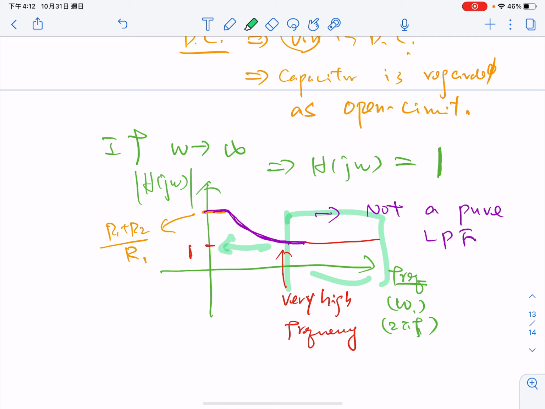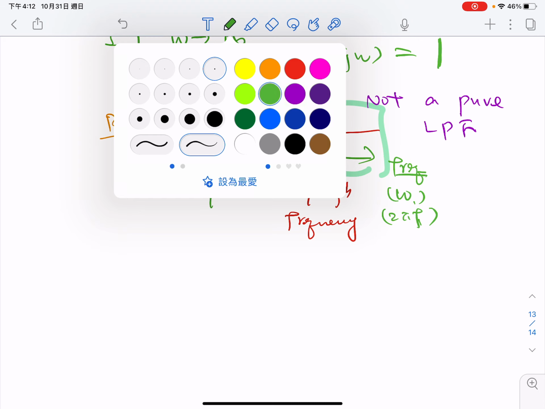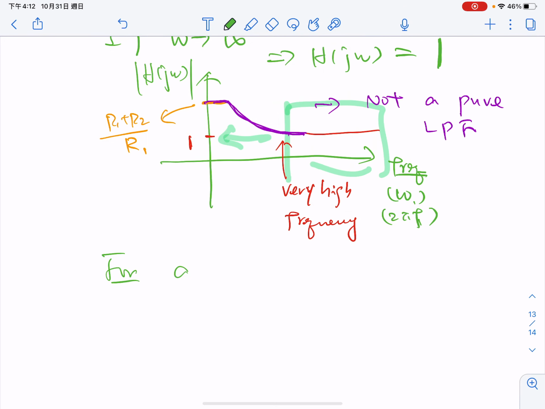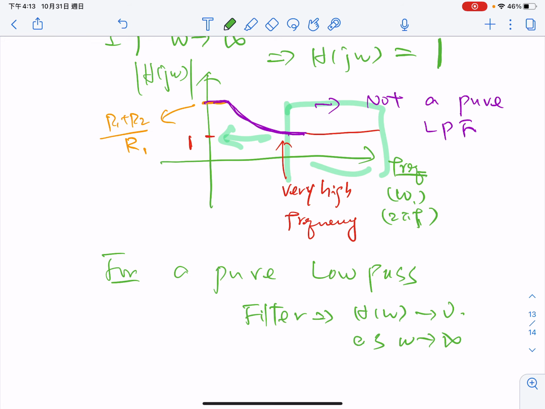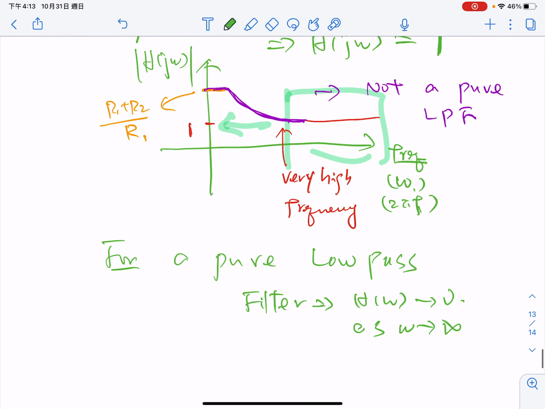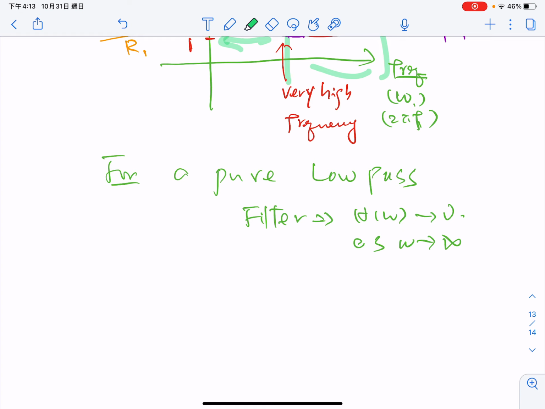the gain is still 1. But for a pure low pass filter, H of omega will go to 0 as omega goes to infinity. This is just a case to show you an example of how to calculate it.